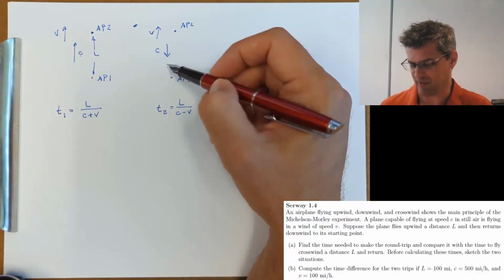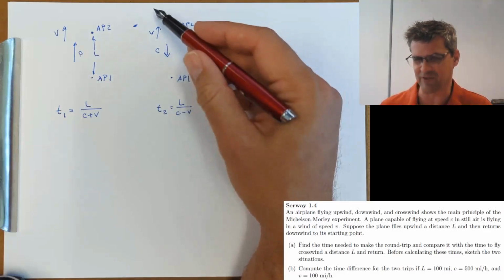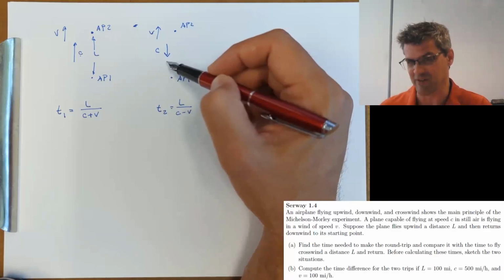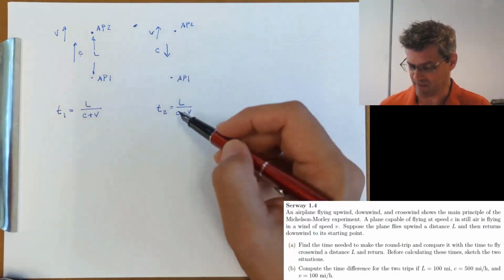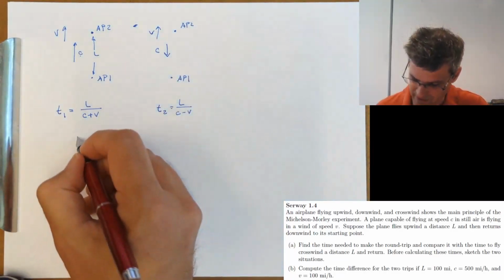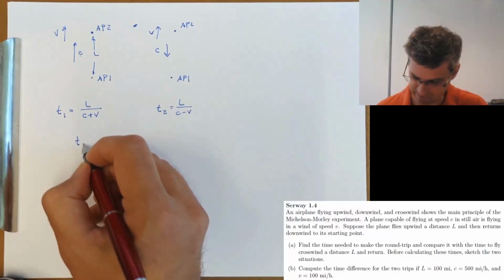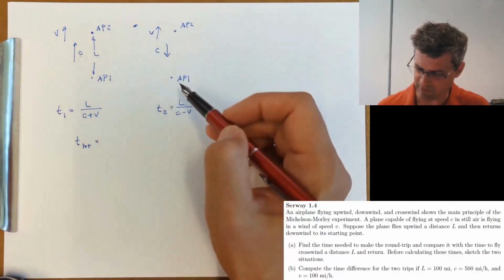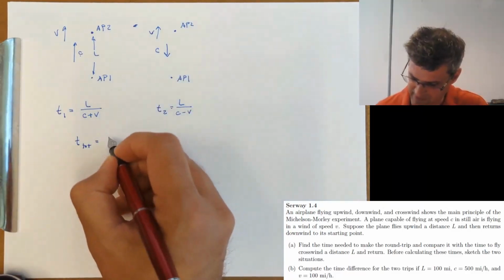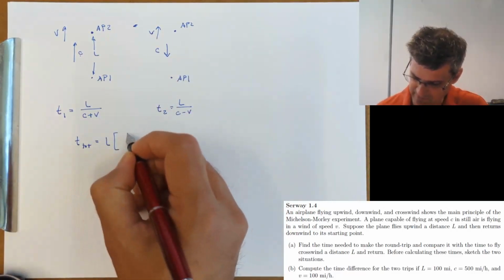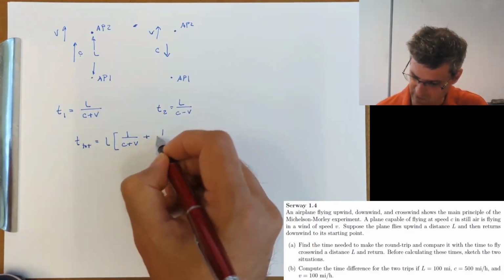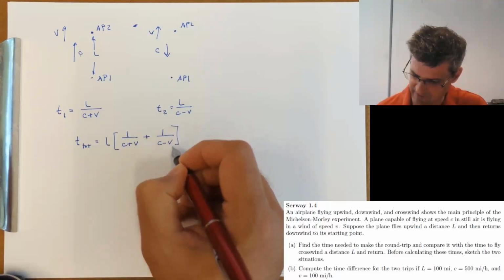For example, 500 miles per hour south with respect to the air, but the air is going 100 miles per hour north with respect to the ground. So the plane is moving at 400 miles per hour south with respect to the ground because of that relative motion. And so if I wanted to find the total time to go from airport 1 to airport 2 and airport 2 back to airport 1, it's going to be L times 1 over c plus v plus 1 over c minus v.